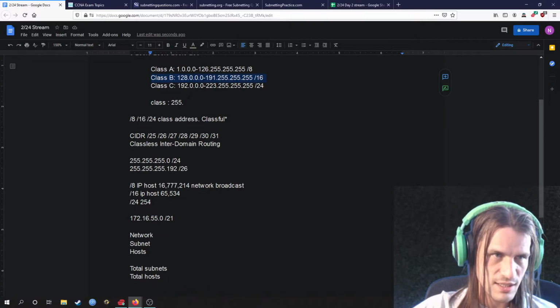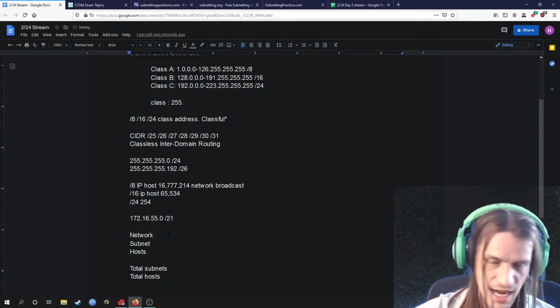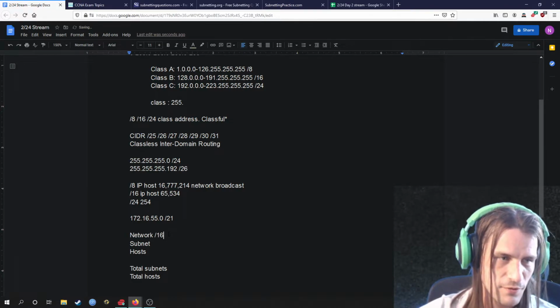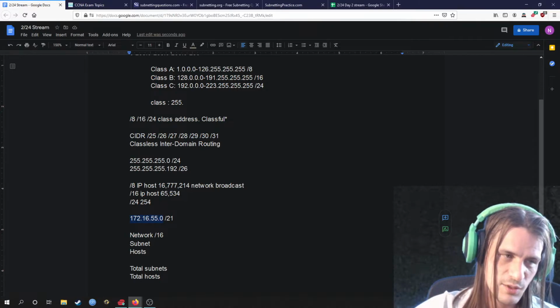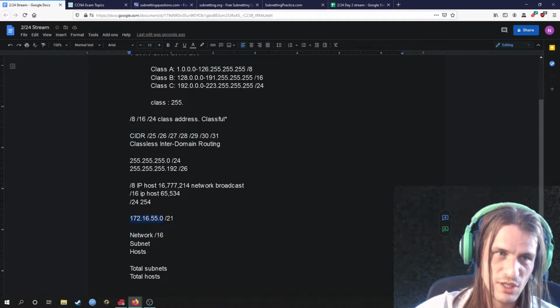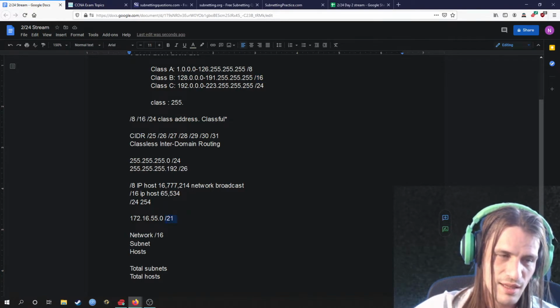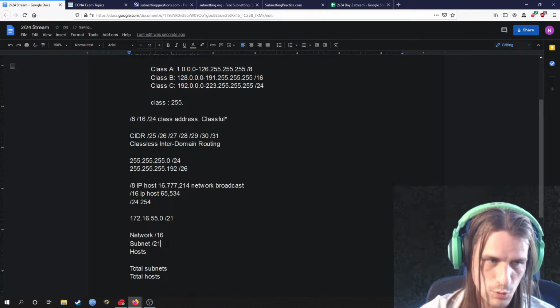So that means that the default subnet for this is actually a /16. The default subnet for an IP address that starts with 172, because it falls in class B, is going to be a /16. However, we can see that this has already been masked to be a /21.